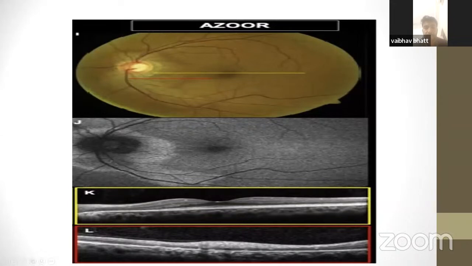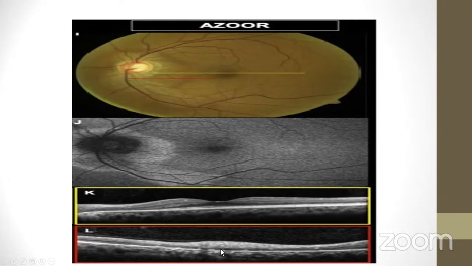As you can see in this image, the fundus photo doesn't show much, but on the autofluorescence we can see a hyperautofluorescent lesion. And on the OCT, we can see the photoreceptor disruption, the EZ disruption, and choroidal atrophy. Basically, this is the transition zone from the normal retina to the diseased retina.